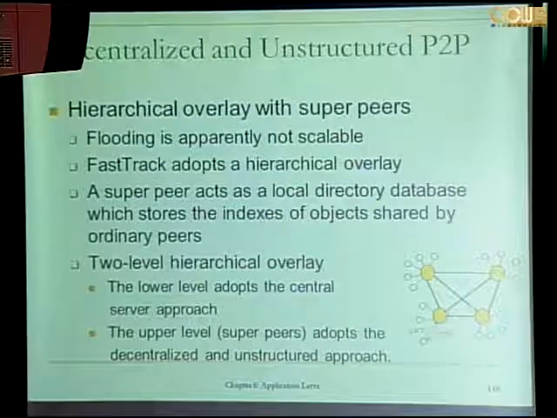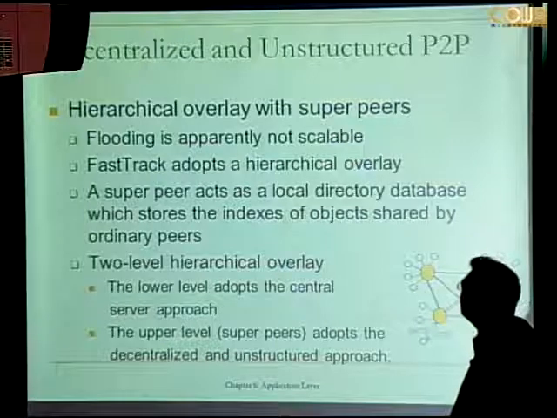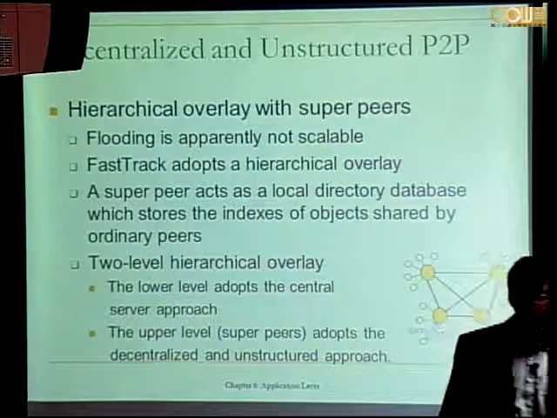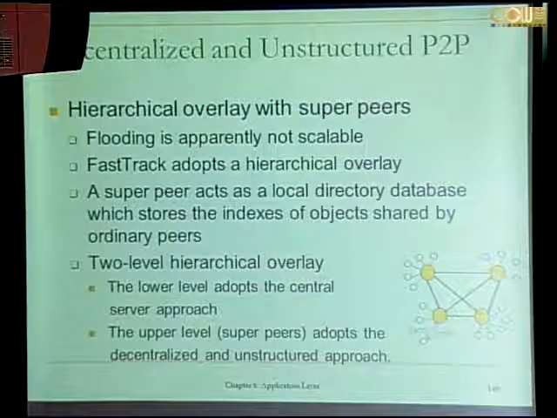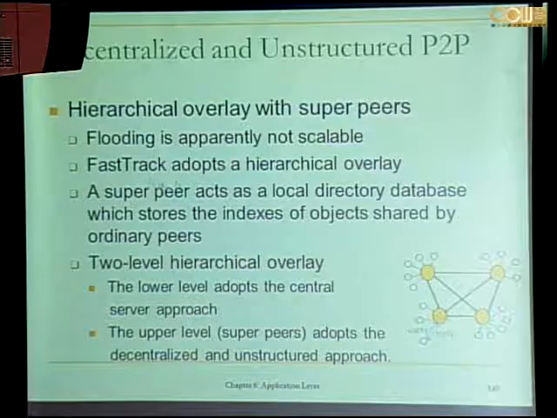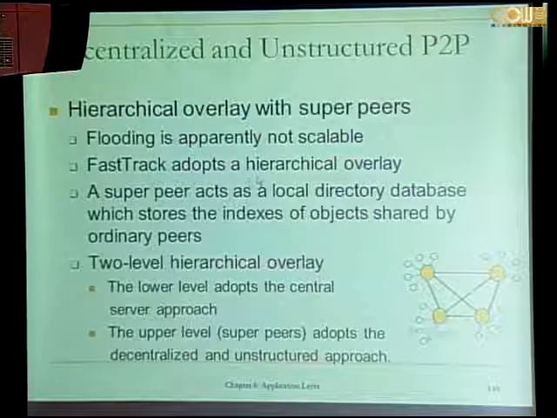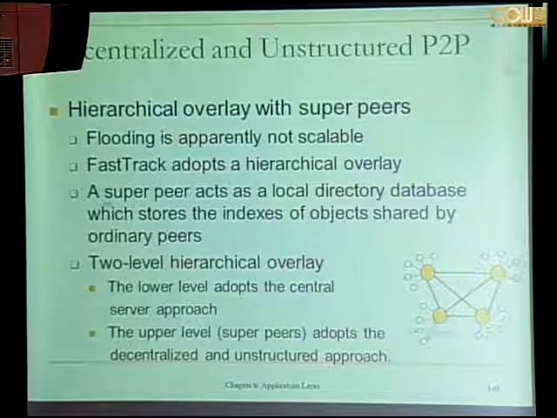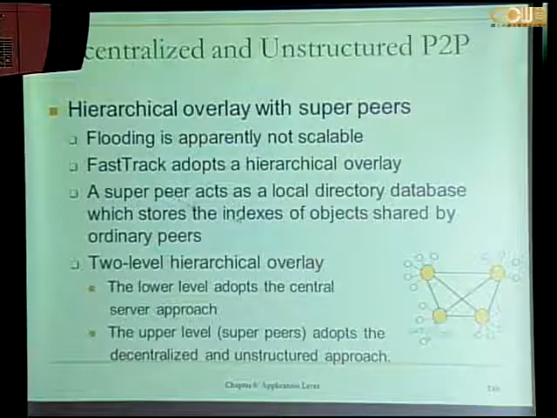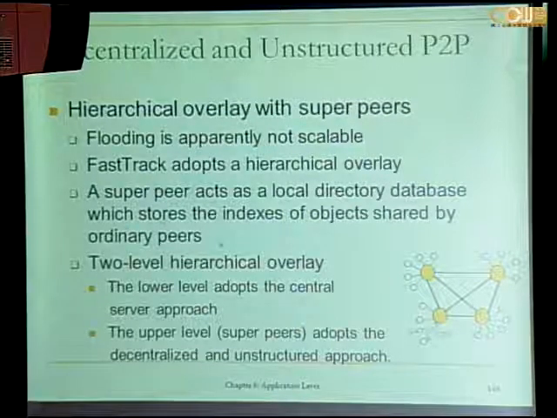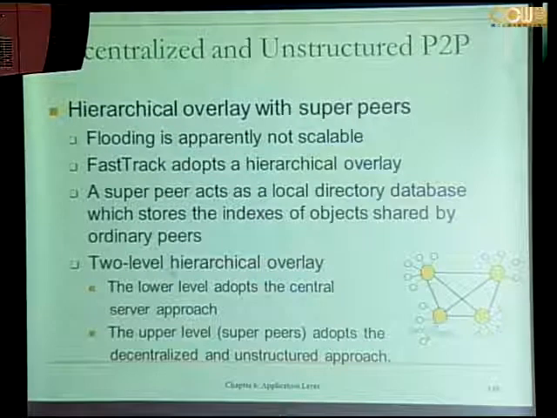Then you can add a hierarchy. It says that flooding is apparently not scalable by just simple flooding. So there's a protocol called FastTrack. It adopts a hierarchical overlay, where within the hierarchy there are super peers, which act as a local directory database, which store the indexes of objects shared by ordinary peers.